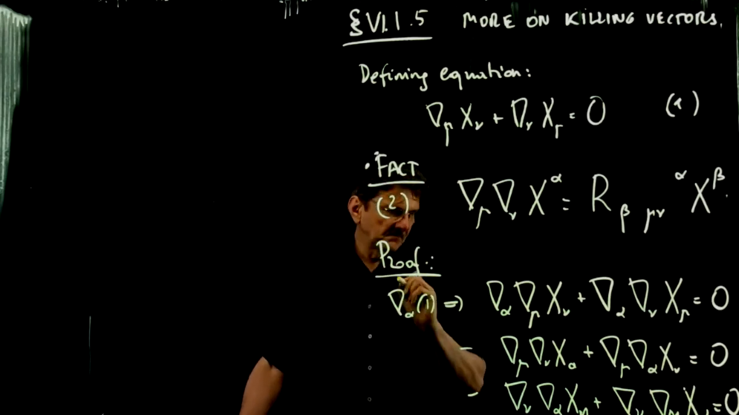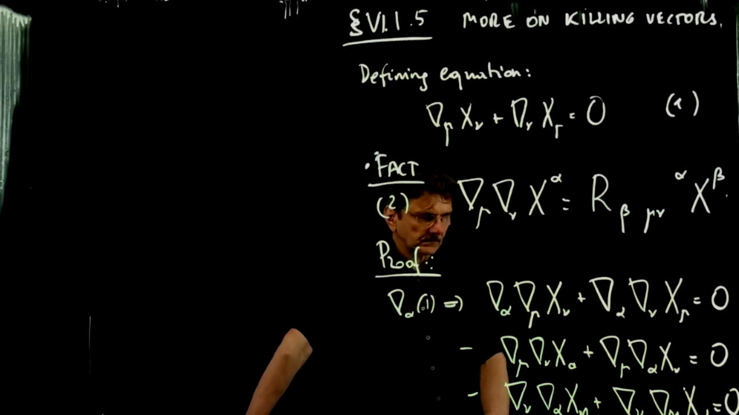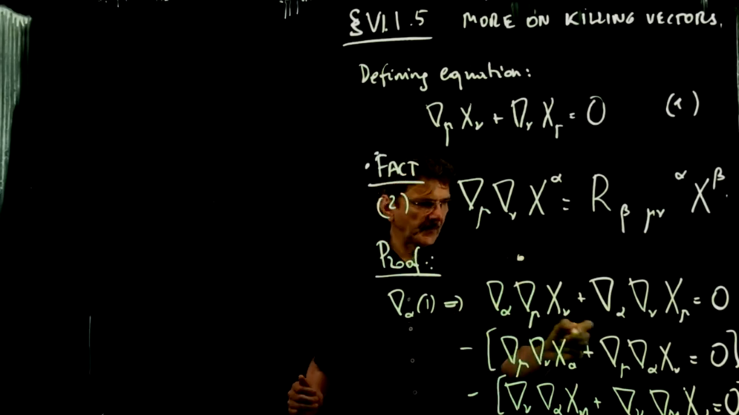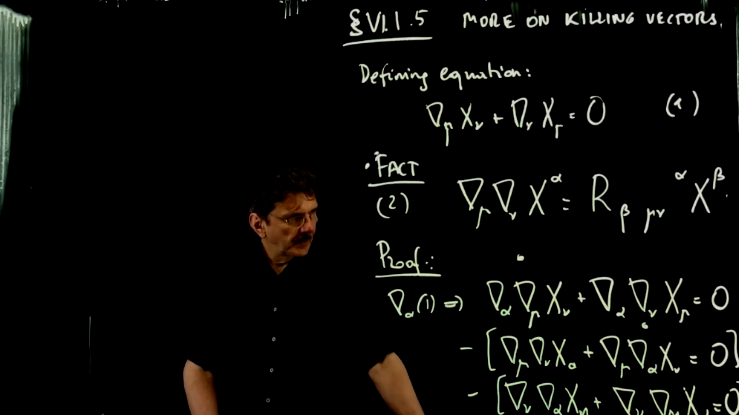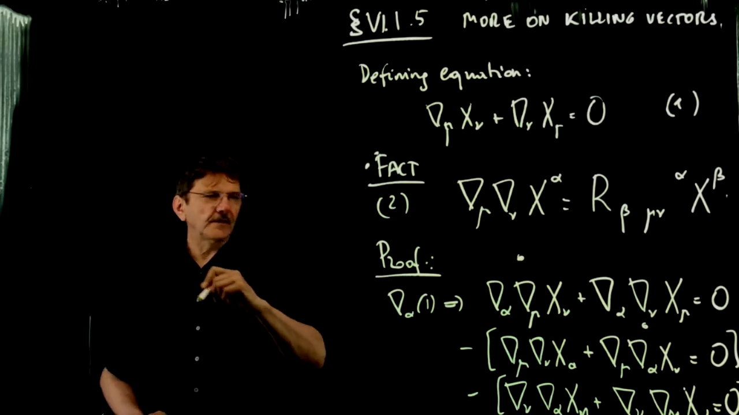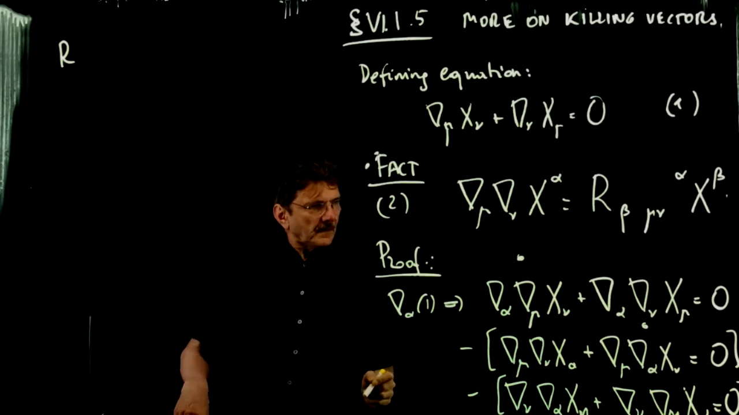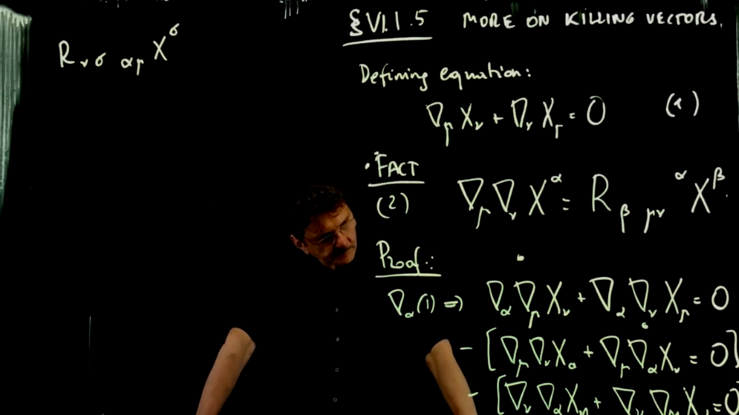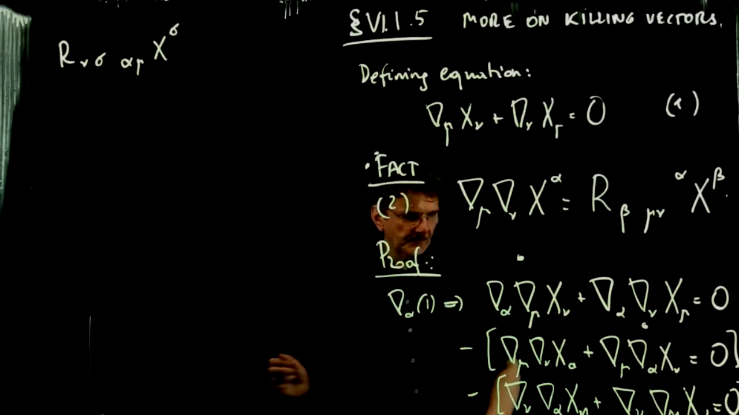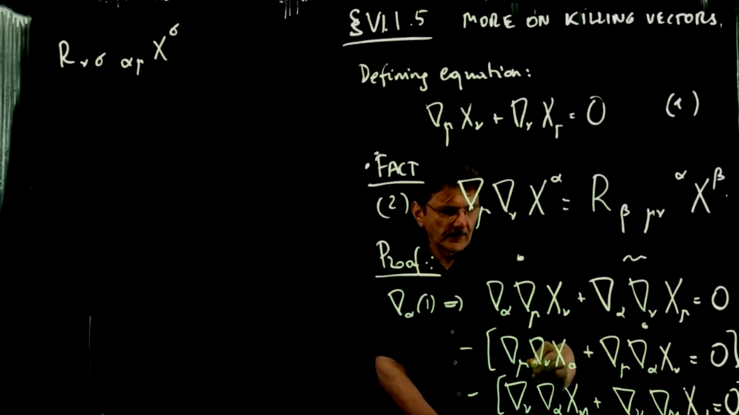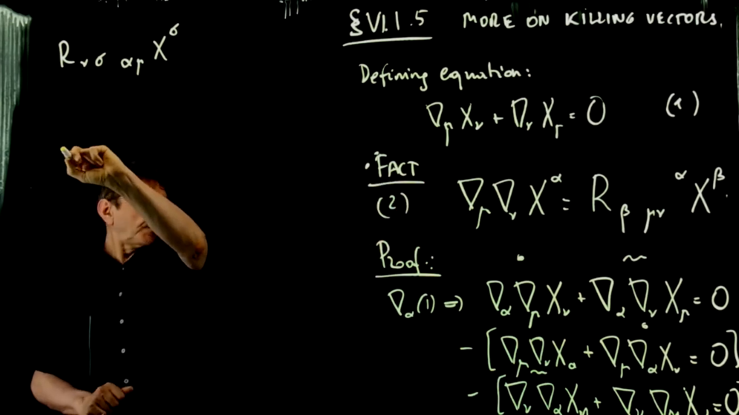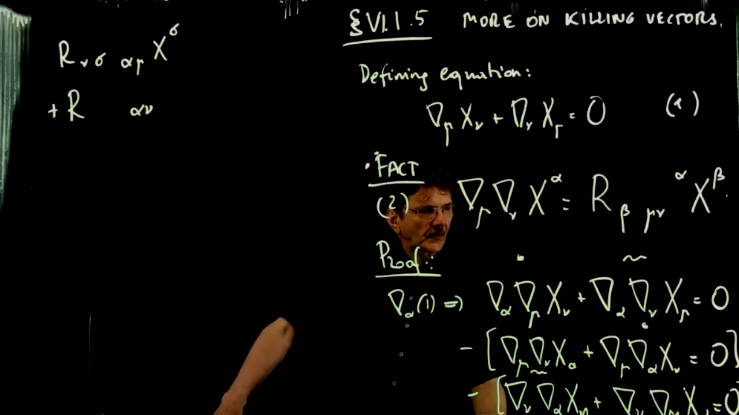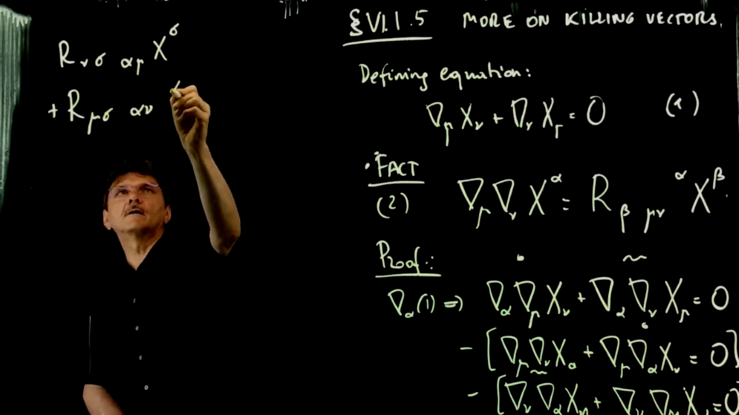So let's just do it like that. This term and this term is going to give me a curvature term, right? Because I have nabla_alpha nabla_mu X_nu minus nabla_mu nabla_alpha X_nu. So I'm going to get R_{alpha mu nu sigma} X^sigma. This one with this one gives me another curvature term, which is plus R now alpha nu. Please correct me if I have the indices wrong when I do this.